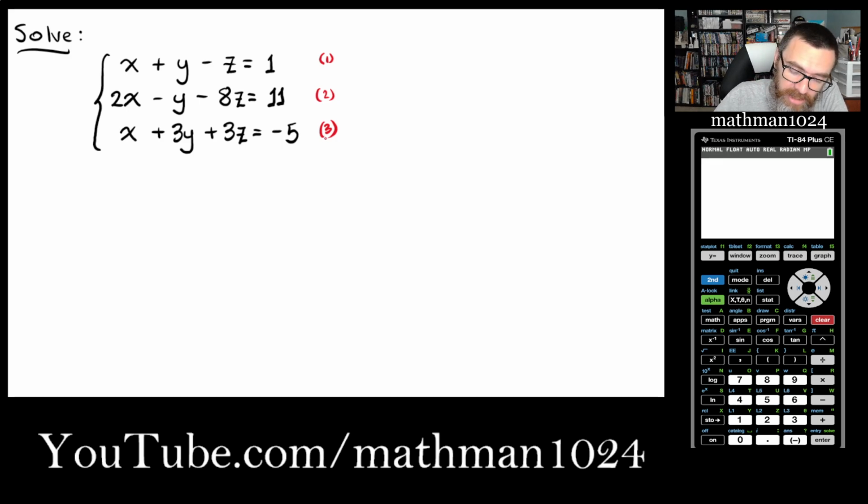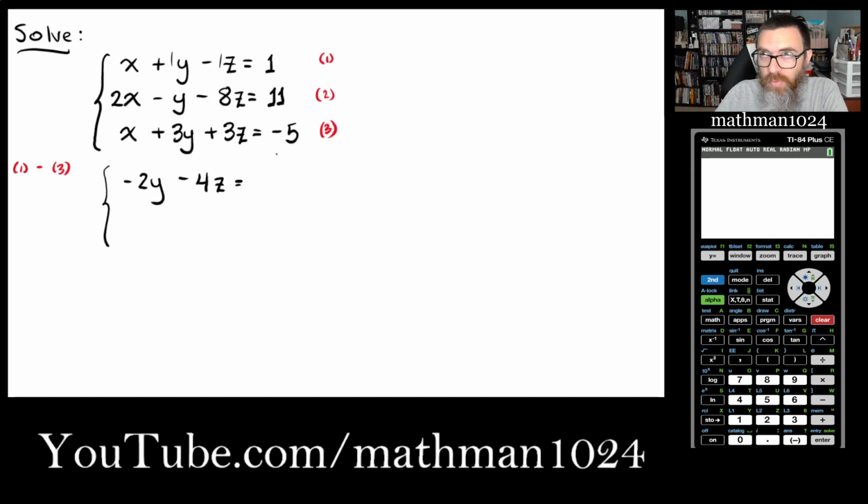So if I look at equation 1 and 3, I see they both have x. So if I just do equation 1 minus equation 3, I'm going to get the x to go away, which is great. So x minus x is 0. 1y minus 3y is negative 2y. Negative 1z minus this positive 3, so negative 1 minus 3 is negative 4z. And then 1 minus negative 5. So 1 minus minus becomes 1 plus. So we end up with 6.